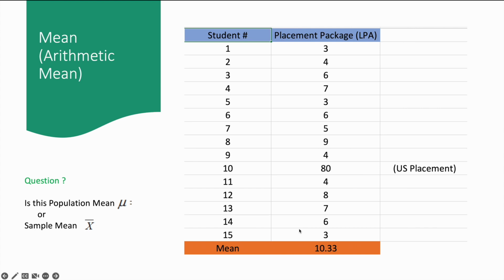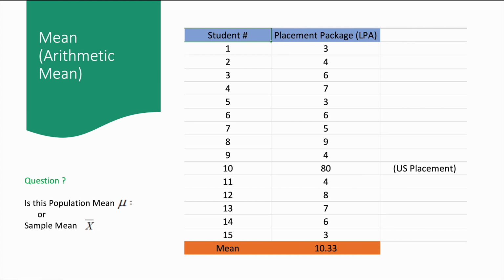There were 15 students in a class in a PhD program and all of them got placed after completing their PhD. In that case, this will be the population. But let's say this is the placement package details of an engineering college where 1,000 students are studying, and we are just taking a sample of 15 out of it to predict the average salary which a student from that college would get. If that is the context, then this should be represented as a sample mean, which is x bar.